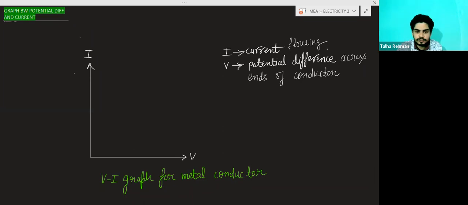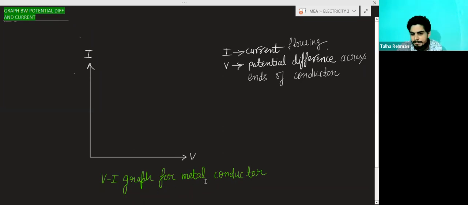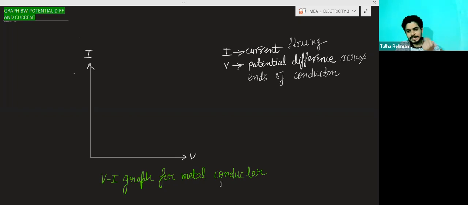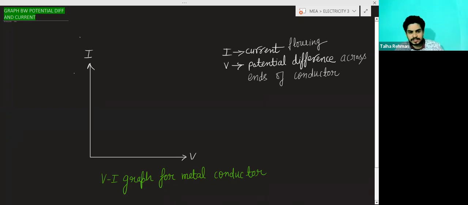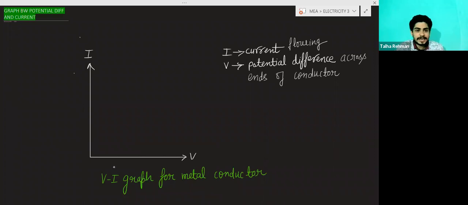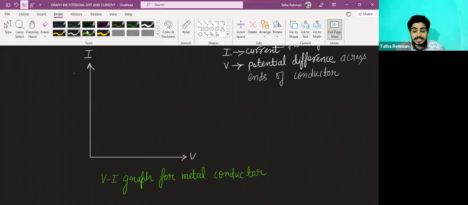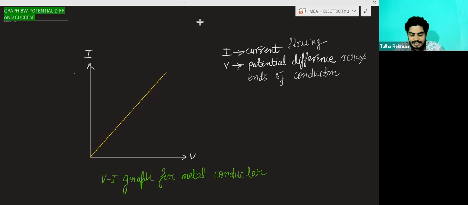Now this is the V-I graph for a metal conductor. We are drawing this graph for a metal conductor, a metal like copper or aluminium. There are other metals also. We will get this graph experimentally as a straight line graph like this.